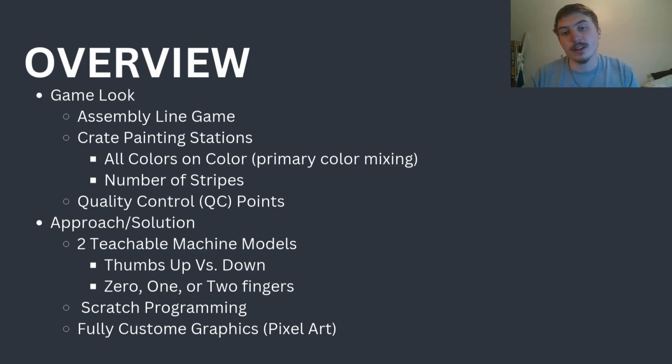Now, as I have mentioned, as we look at the approach or solution to this game, 2 teachable machine models were used in producing this game. The first one was the thumbs up or thumbs down detection. The second one is a 0, 1, or 2 finger detection model, which we will discuss further following this overview. This game was also completed using Scratch programming, MIT's Dancing with AI platform. The game was also made with fully custom graphics using pixel art.